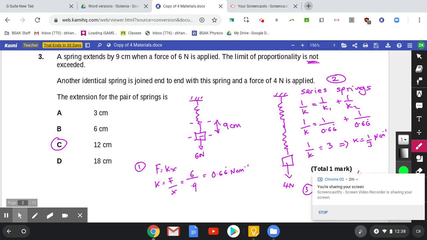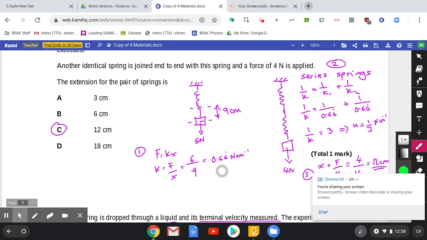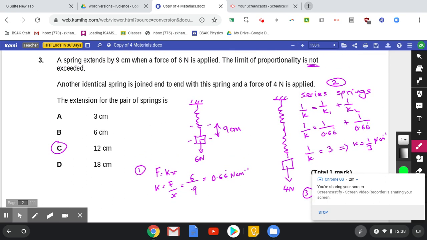Now, there's a couple of ways to answer this question. I'm going to answer it the way I've shown here. So the first part, it says a spring extends 9 centimeters with a force of 6 newtons. So I've shown you here, you can work out with that information the force constant for that spring. Now I've left it in centimeters, so my force constant is going to be newtons per centimeter. My answers here are in centimeters, so there's no need to convert it to meters. Now that might be handy. Let's look to the next part.